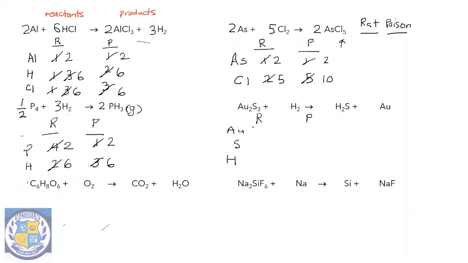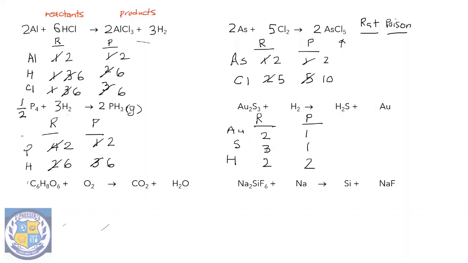On the left-hand side, on the reactant side, we have 2 golds, 3 sulfurs, and 2 hydrogens. On the product side, we have 2 hydrogens, 1 sulfur, and 1 gold. Again, this gold on the product side is just sitting there by itself, so whatever coefficient we put on there is not going to affect any other atoms. Because of that, I'm going to balance the sulfur first.